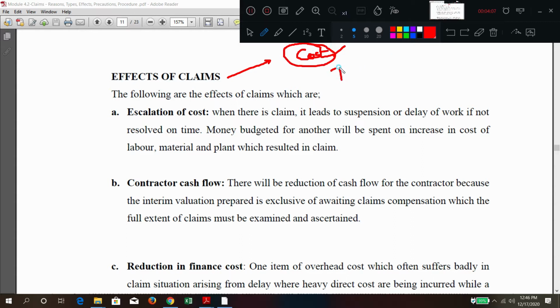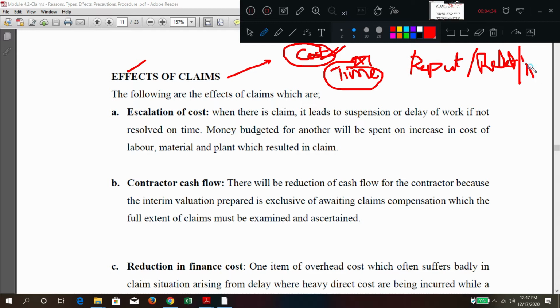The second part is time. Obviously, time will be changed: completion time, handing over time, maintenance time, whatever may be the time, cost and time may be increased or decreased. This is the major effect on time. You understand? One is cost, another is time. Third is the reputation of the parties: reputation, relationship and image in the public. So these three things are the major effects of claims.